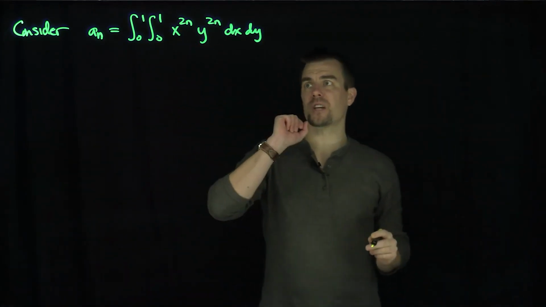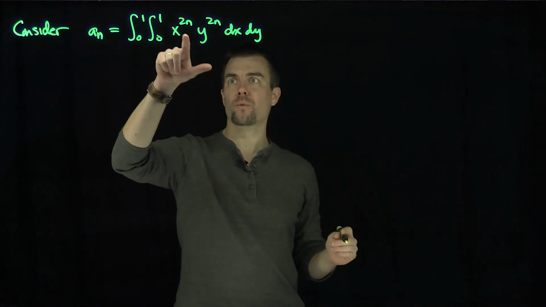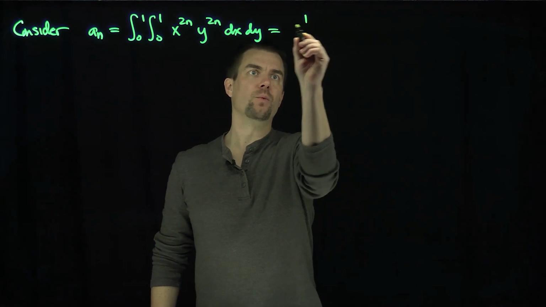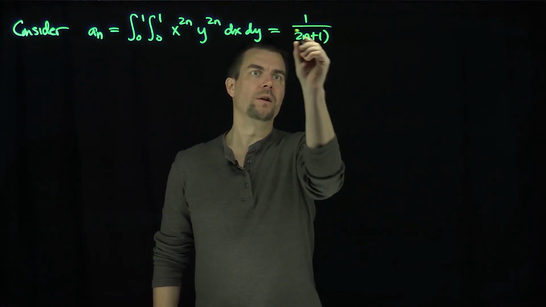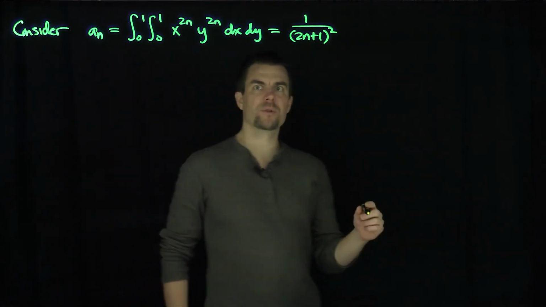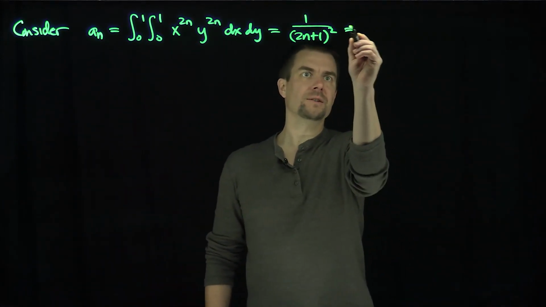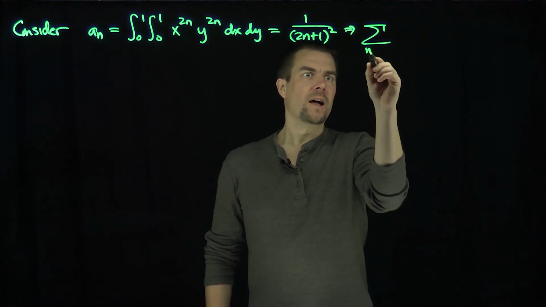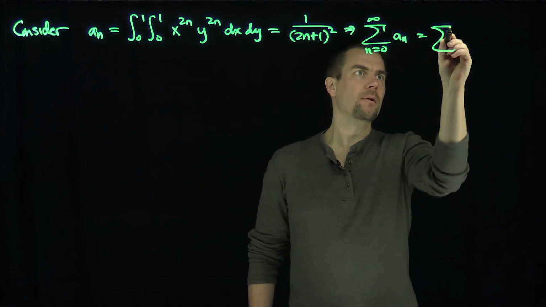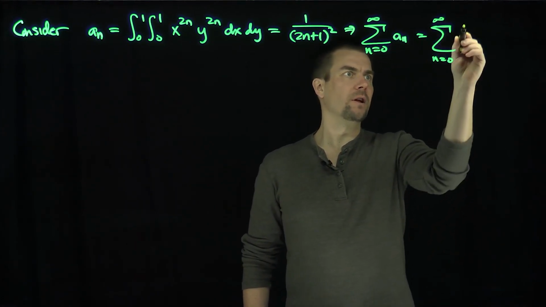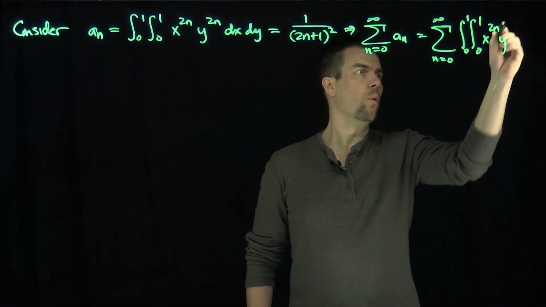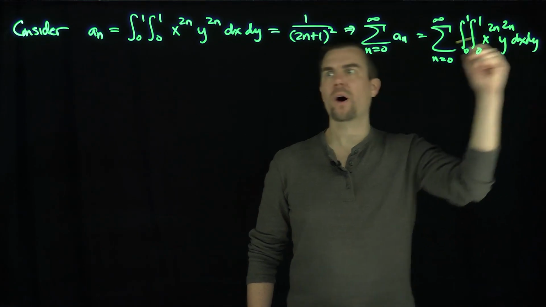We can rectangularly separate this, and the integral of x^(2n) from 0 to 1 is x^(2n+1) over 2n+1. And so we see that this sequence is actually equal to 1 over (2n+1) quantity squared. Then the next observation to make is that if I sum this up, the sum, n goes from 0 to infinity, of a_n is the sum of these double integrals, integral 0 to 1, integral 0 to 1, x^(2n) y^(2n) dx dy.